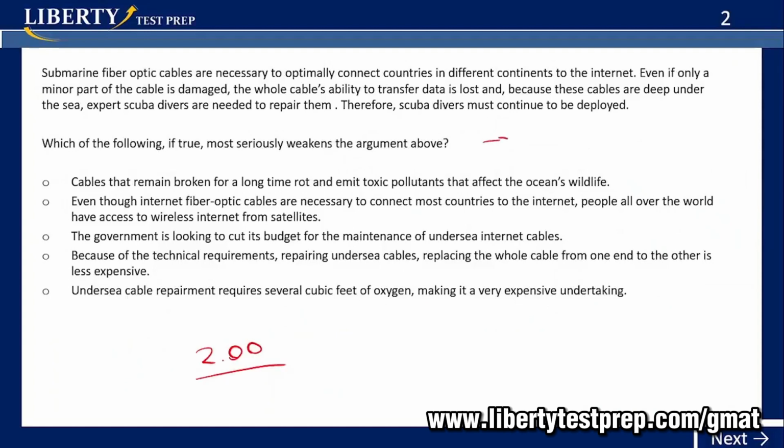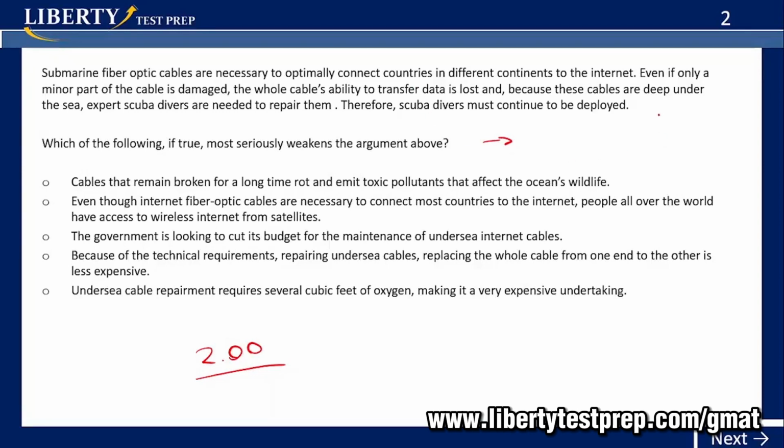Alright, so here the question is about weakening, right? Which of the following, if true, most seriously weakens the argument above? Okay, what is the argument about? Submarine fiber optic cables are necessary to optimally connect countries in different continents to the internet. Okay, even if only a minor part of the cable is damaged, the whole cable's ability to transfer data is lost. And because these cables are deep under the sea, expert scuba divers are needed to repair them. Therefore, scuba divers must continue to be deployed.